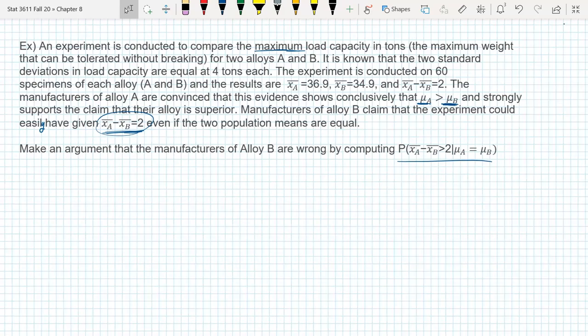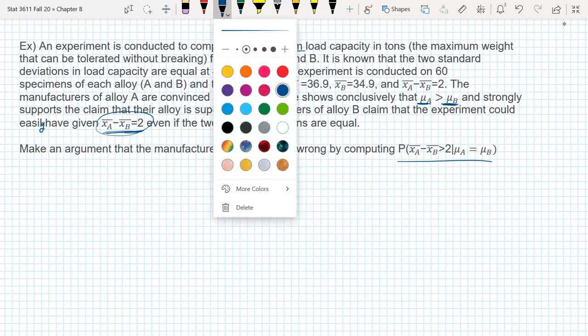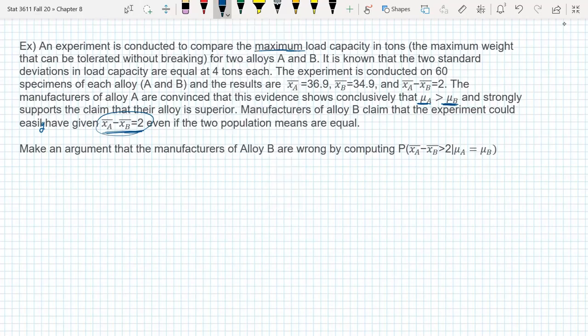But without using any of those terms, let's just answer with what we know here, okay? So what is this probability asking us to do? This probability is saying, find the probability that x bar A minus x bar B is greater than 2, given that these are the same. So this conditional statement is saying, let's assume that alloy B people are correct. For argument's sake, let's assume that these means are equal. What is the probability then of getting this difference? What's the probability of getting a difference of 2 or something more extreme than 2, given that they are supposedly equal?